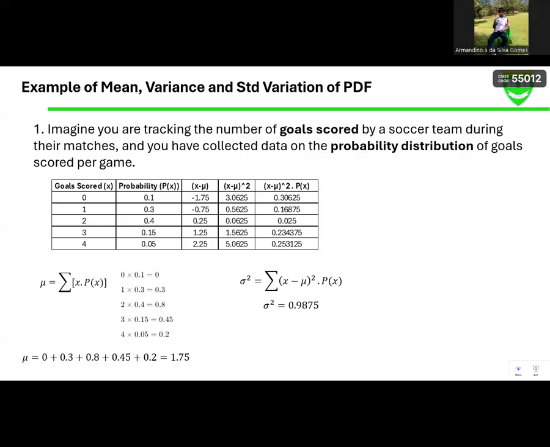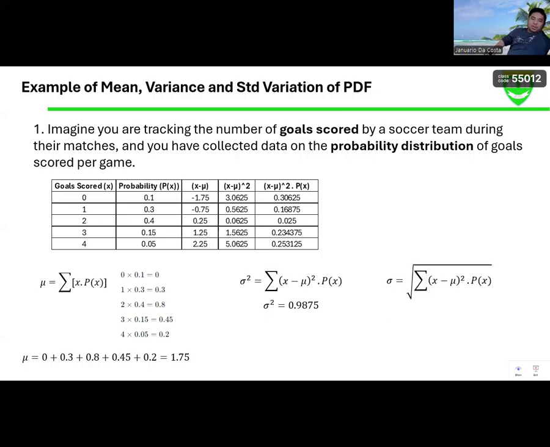No, teacher. Okay. So when you calculate standard deviation, it is just the square root of that. If you notice, the formula is just taking the square root of this. So that means you just take a square root of this number. Okay, the standard deviation is simply 0.9937.